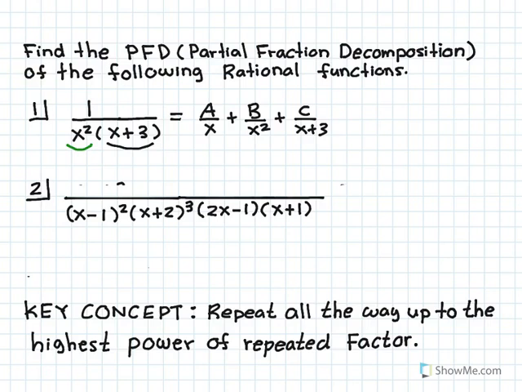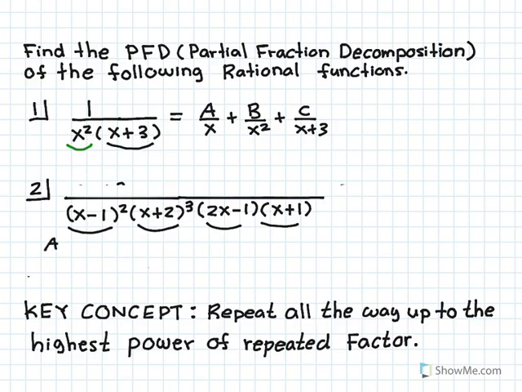Let's look at the second example. It's a little bit more complicated. We have 2x plus 3 divided by x minus 1 squared times x plus 2 cubed times 2x minus 1 times x plus 1. The first factor is a repeated factor, that's x minus 1 squared, repeated twice. The second factor, x plus 2 cubed, that's repeated 3 times. The third and the fourth are distinct linear factors. We will do that like usual. So let's do the decomposition.